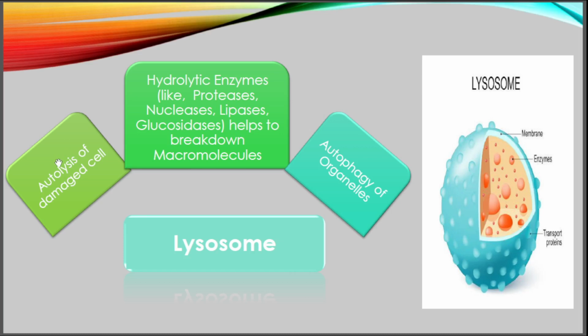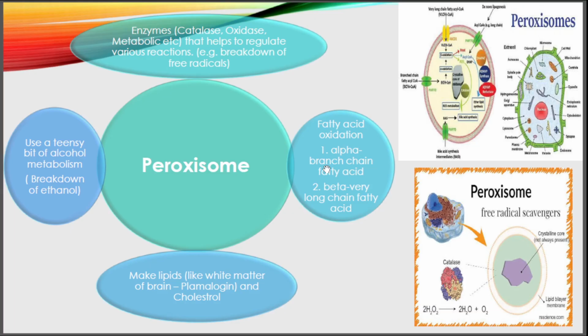And they do the autolysis of damaged cells. The cells which are damaged and not good for us, they do the autolysis of those damaged cells. And if any organelle is not functioning properly or has been damaged due to some reason, it does the autophagy of that organelle. So next we have the peroxisomes.